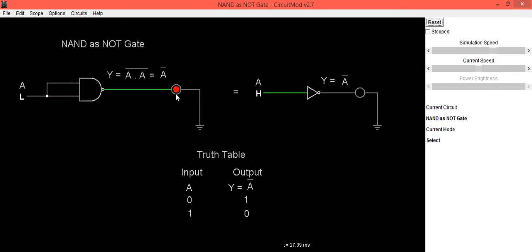So you can see it's working. Input is low, output is high. So it is the inversion of the input. Same thing as our NOT gate. So in this way, you can implement a NOT gate using a NAND gate. Thank you.